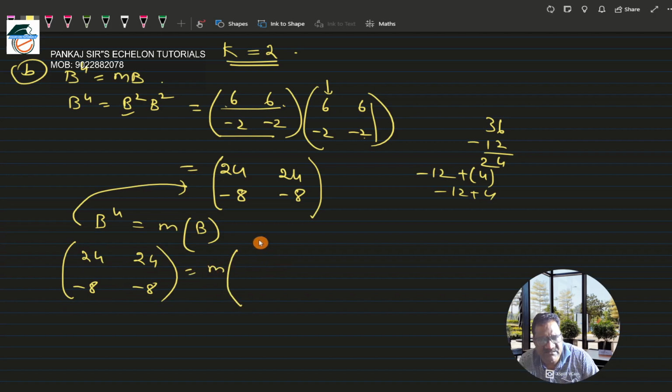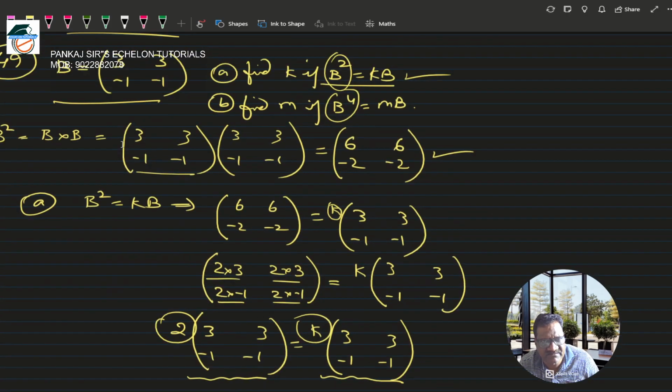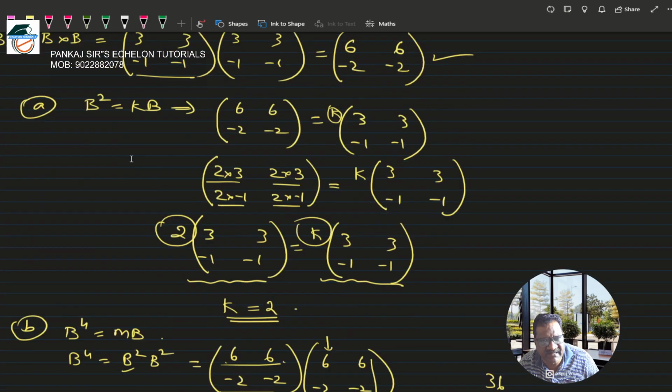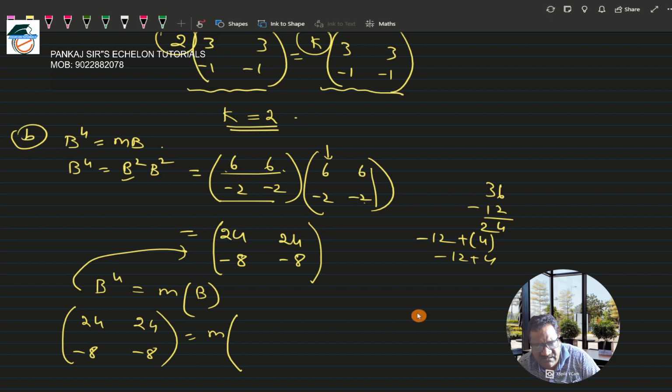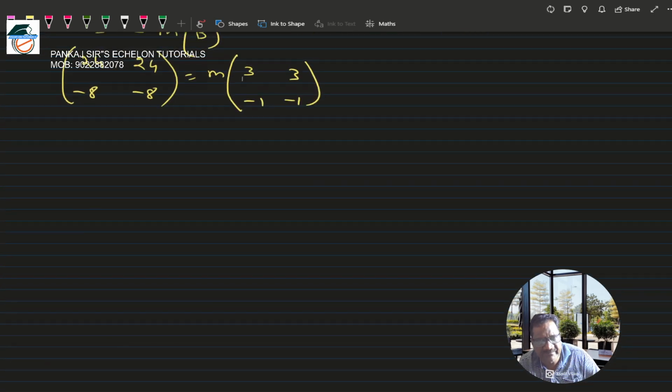Now b is how much? B is given to us as 3 3 minus 1. Okay, so it is 3 3 minus 1. Now you are supposed to find out m. So to find out m, what I'll do, I'll try to make these two matrices equal. Okay, so let us see what I can do. This 24 can be written as 8 into 3. This 24 can also be written as 8 into 3, and this minus 8 can be written as 8 into minus 1, and this can also be written as 8 into minus 1.